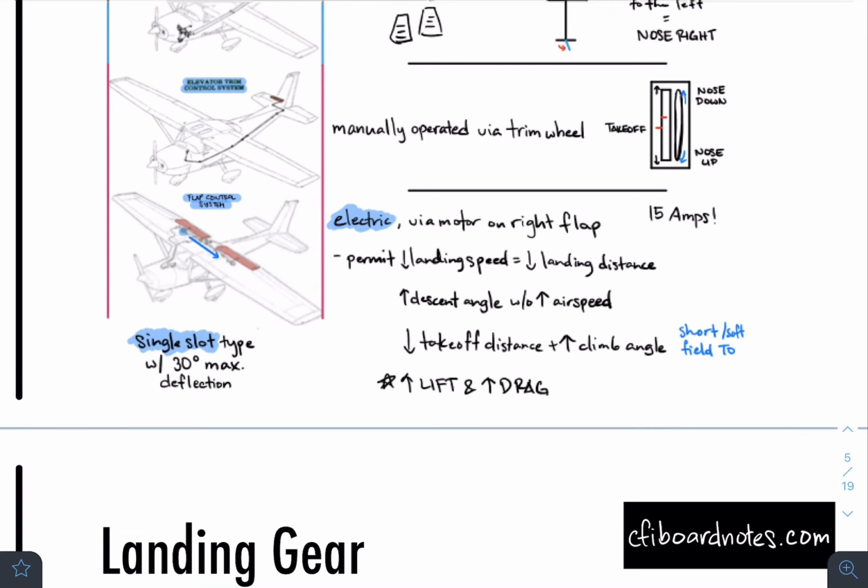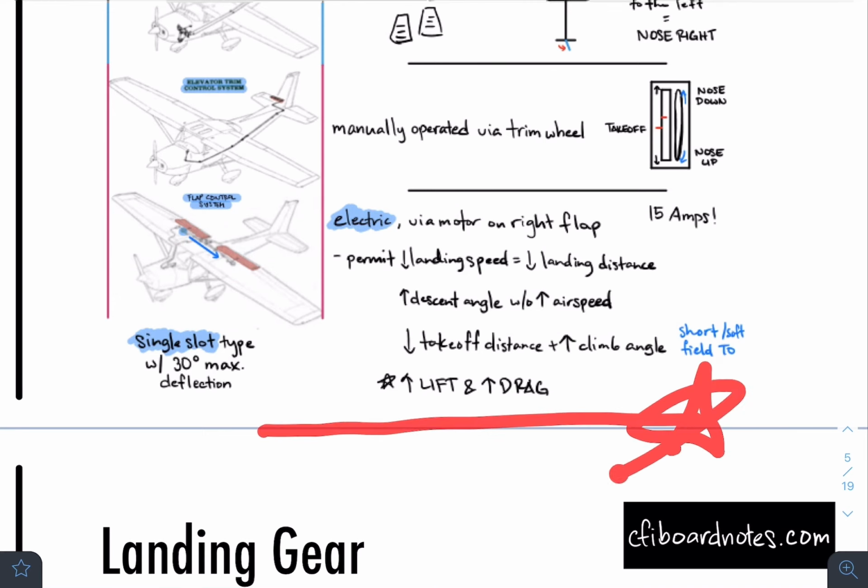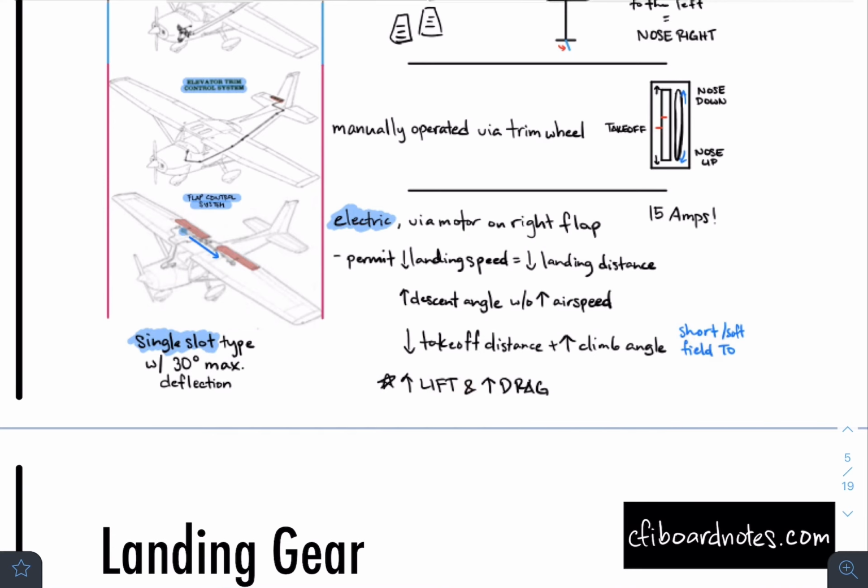Okay? And the last reason is that, especially when it comes to short field and soft field takeoffs, it allows you to decrease your takeoff distance. So without the flaps, if it would take you all the way up to here to take off, with the flaps maybe over here, which really helps for the short field. And it also helps for the climb angle as well. So just to put it basically, what it does is that it allows you to increase the amount of total lift and the amount of total drag onto your plane.